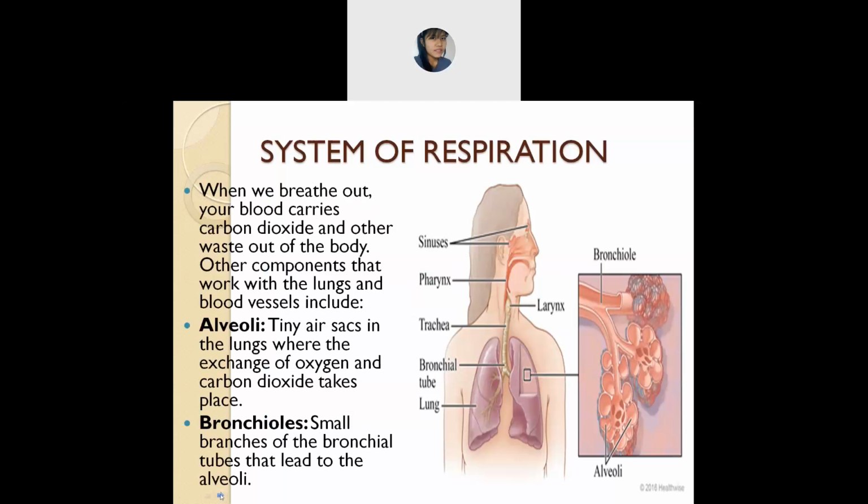Okay, next is system of respiration. In the system of respiration you will find this one also. Next is alveoli and bronchioles. The alveoli and bronchioles are the continuation of the bronchial tubes. Understand?